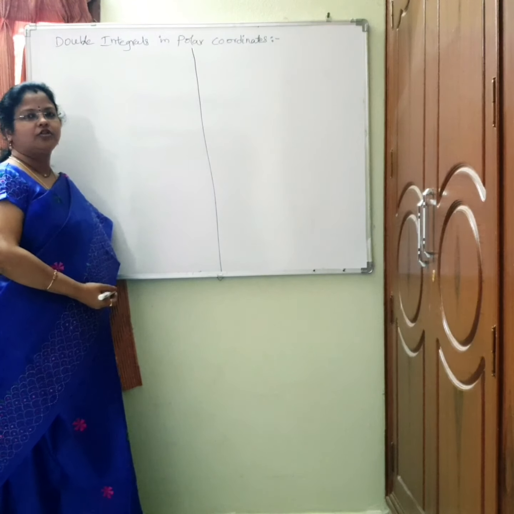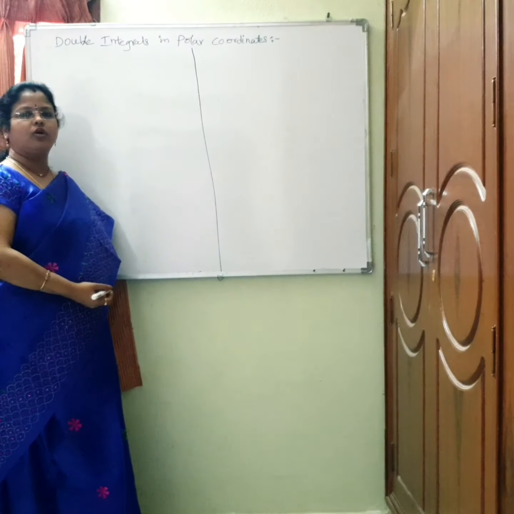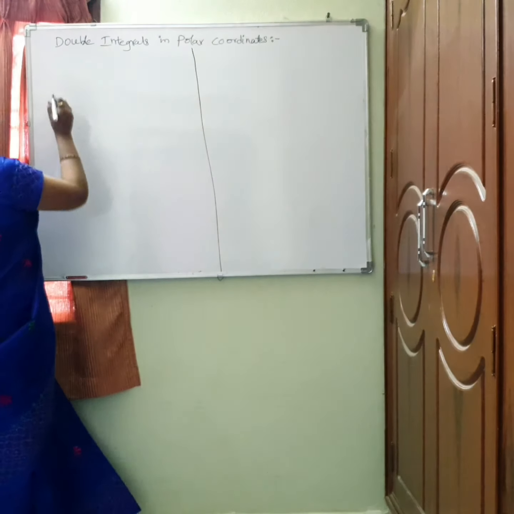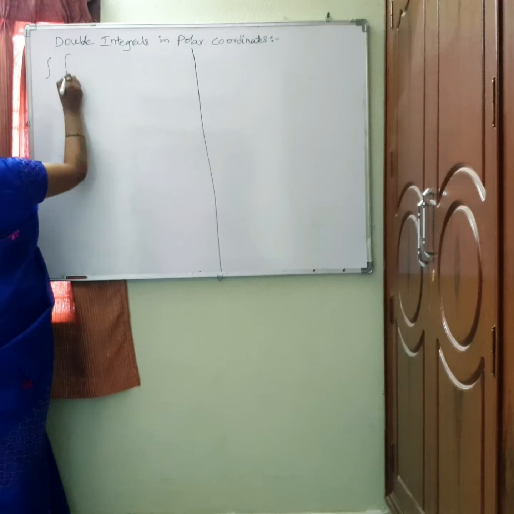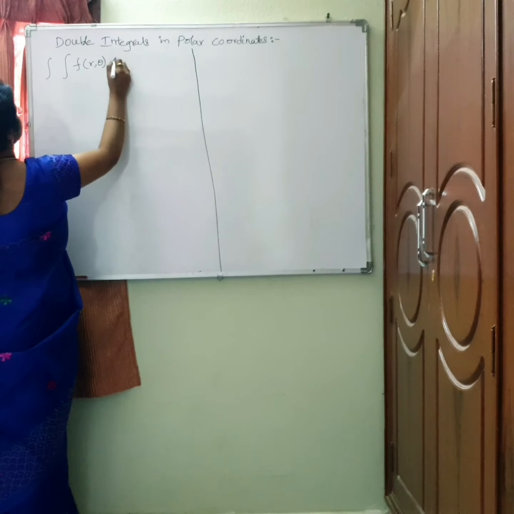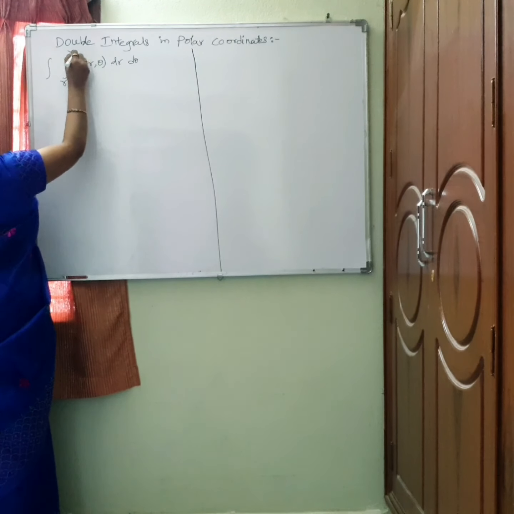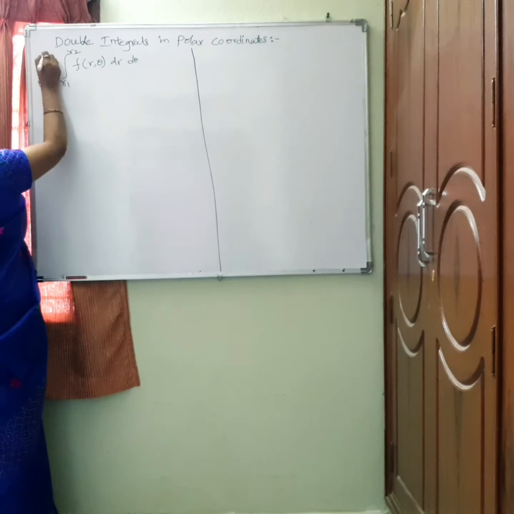Hello friends, today in this video I am going to explain to you about double integrals in polar coordinates. We consider a double integral of f of r comma theta, a function of polar coordinates, dr d theta, and the limits are from r1 to r2 and theta 1 to theta 2.